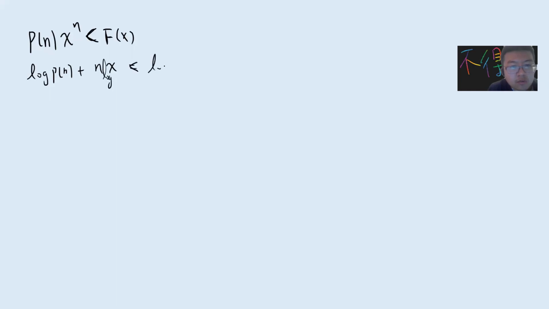So a simple observation is trivial that p of n x^n is less than f of x, because we know that p of n is greater than 0. Okay, and so let's take the log. So we get log p of n plus n log x is less than log f. Now let's compute log f. So log f is simple, right? Log f is just minus log of the infinite product of n from 1 to infinity of 1 minus x^n.